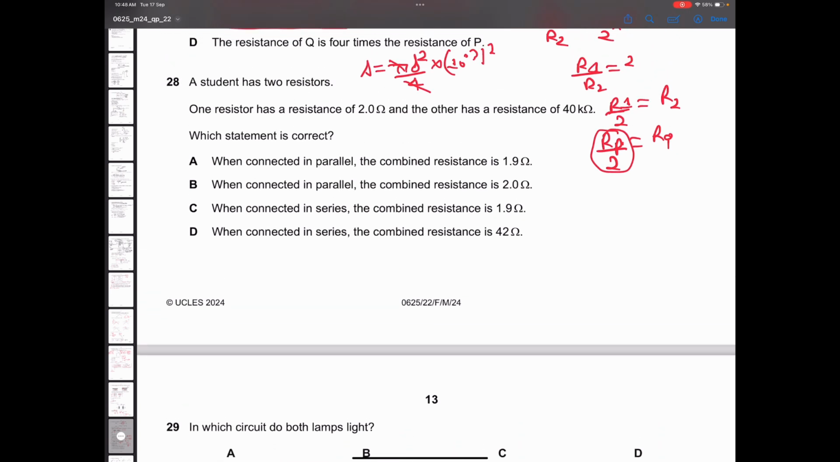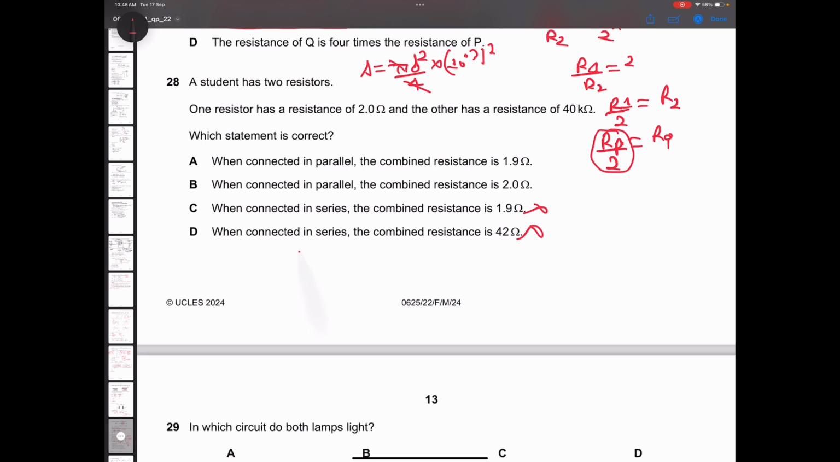A student has two resistors. One resistor is 2 ohms and the other one is 40 kilo ohms. It is not ohms, it is 40 kilo ohms. Alright. When they're connected in parallel and series, they're simply asking what happens in series and parallel. So in series, you can directly see it will be 40,002 ohms. So this is incorrect.